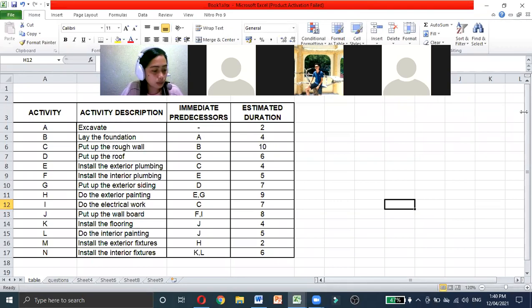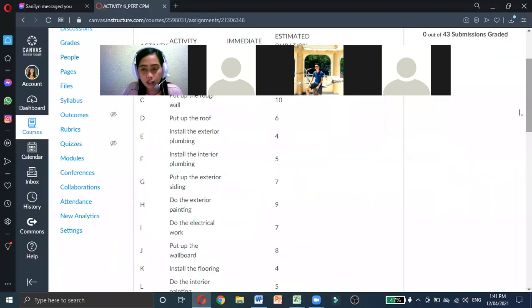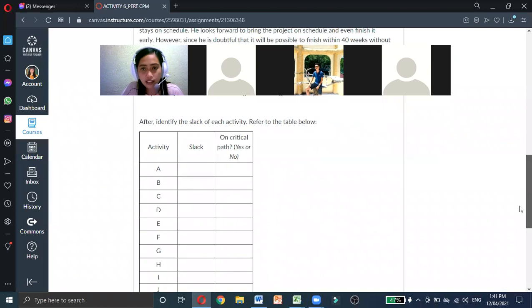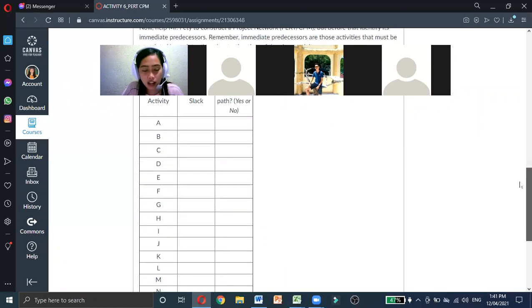Let's review your table on identifying the slack. For A, the slack is 0, and it is on the critical path. B, 0. How about C? 0. Okay. And then D, 4. And then E, 0. F is 0.